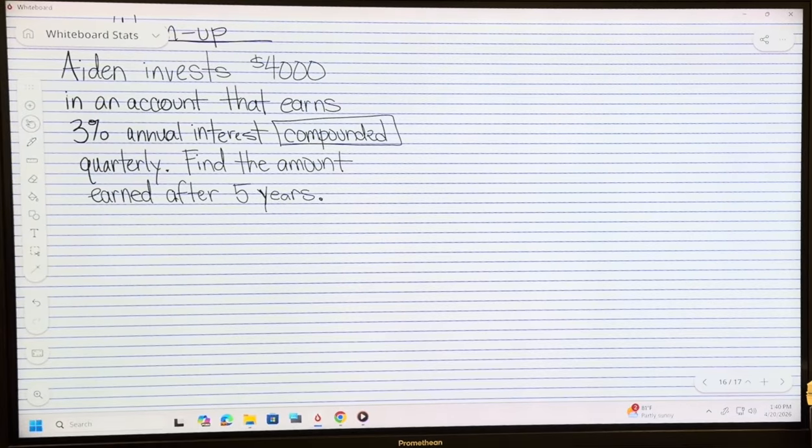And what does that formula say? It says A equals, help me out, those of you that are paying attention. A equals P times 1 plus R over N. R stands for what? Rate. Over N, which is the number of times it's compounded, to the N T power.